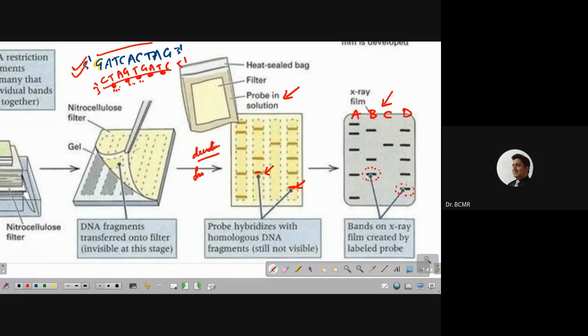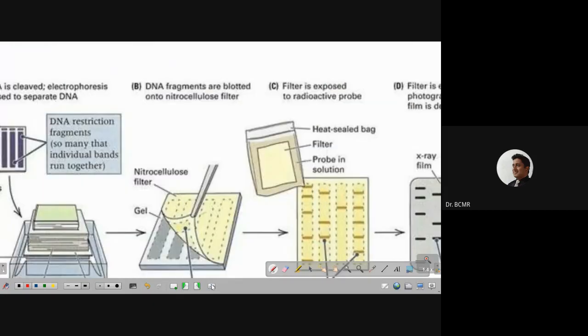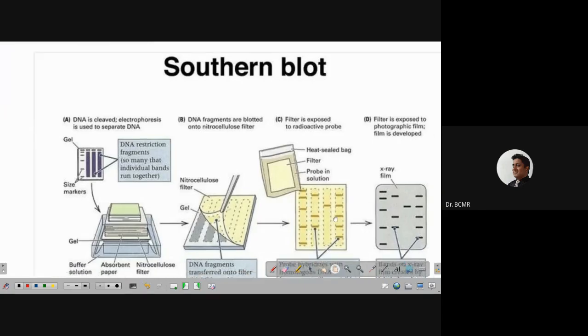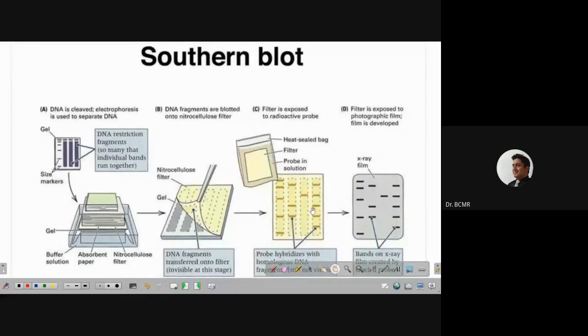So this has many applications actually, and what we can do right now is just understand the principle per se. When there is an application, if it is a genetic engineering or recombinant DNA technology course, we would learn a lot of techniques, how to use this technique to find out a scientific objective. Okay, that is Southern blot.